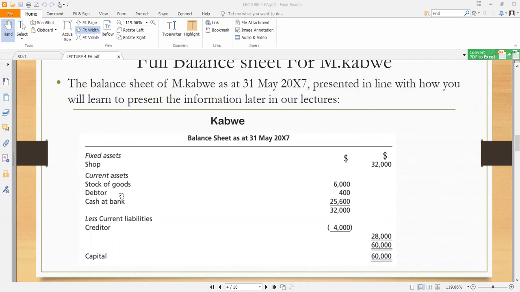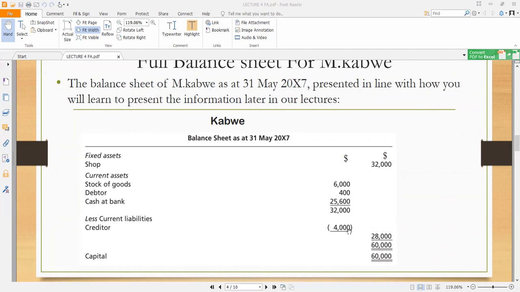Current assets, which is the stock of goods, which is 6,000. Then we've got debtor $400. Then we have cash at the bank 25,600. Then we add, and we get 32,000. Then we've got less current liability, meaning the liability, and we have the addition there. Then we've got less liability.